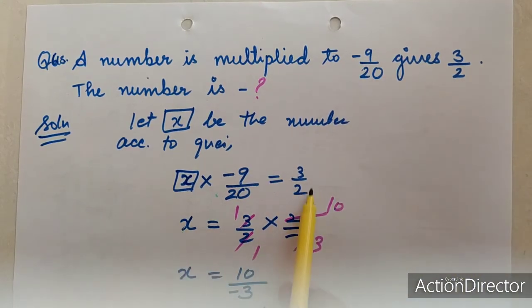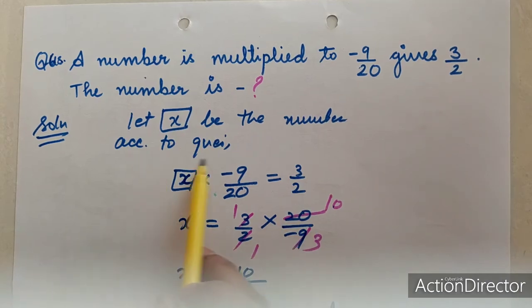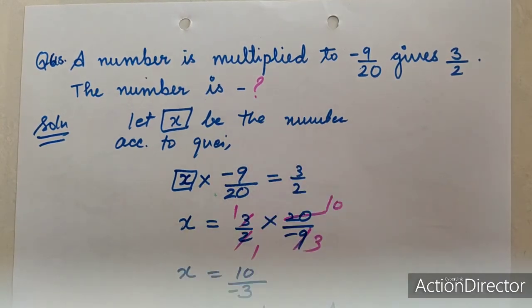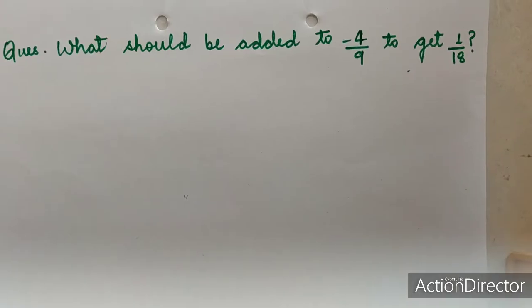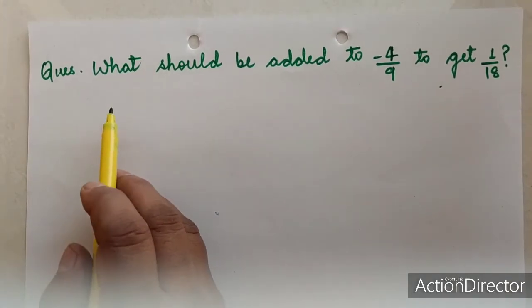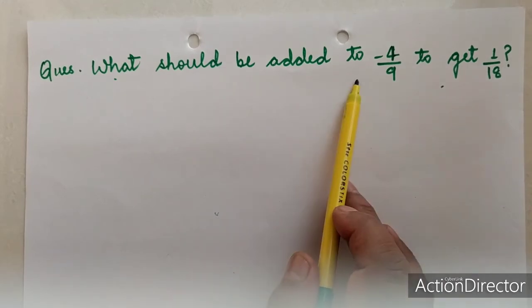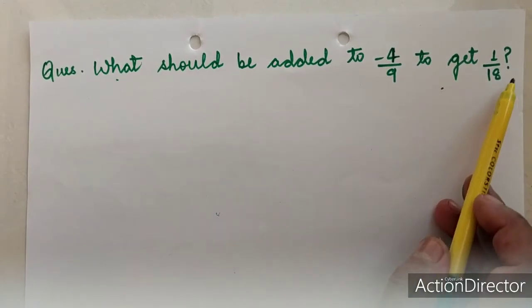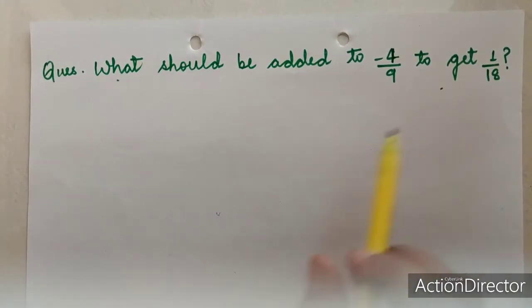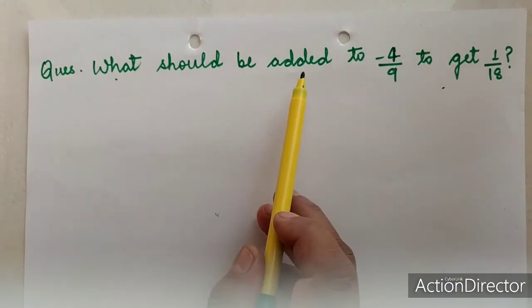So this is the important part, how to find out the value of x. In this case it was multiplication; earlier it was division. In the same manner we can do it for addition also. One more example I am explaining. The question is, what should be added to minus 4 by 9 to get 1 by 18? Okay. Instead of multiplying or dividing, now they are asking for added.